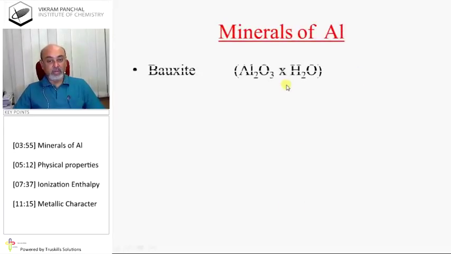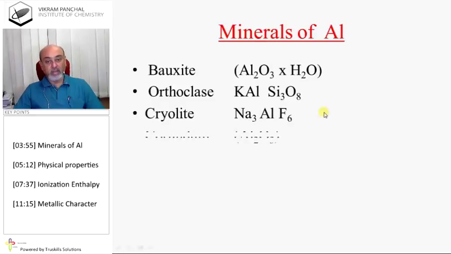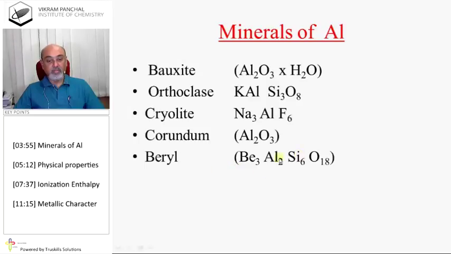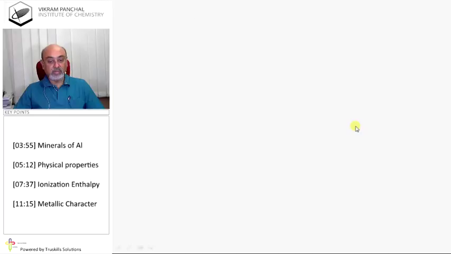Minerals of aluminium: bauxite Al2O3·xH2O, orthoclase KAlSi3O8, cryolite Na3AlF6, corundum Al2O3, beryl Be3Al2Si6O18, mica KAl2(Si3AlO10)(OH)2.